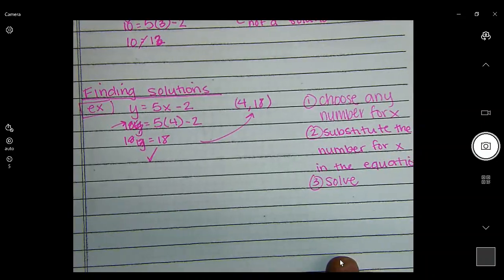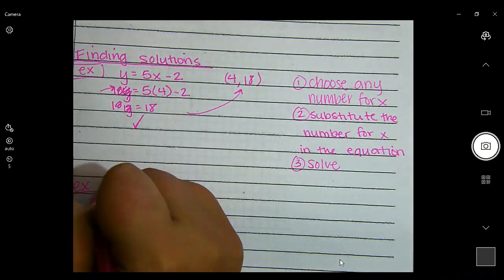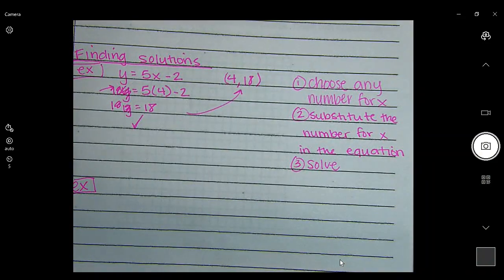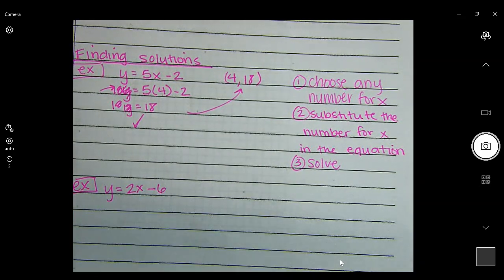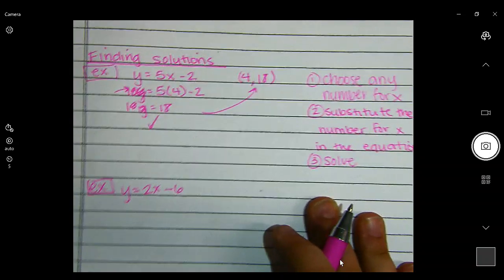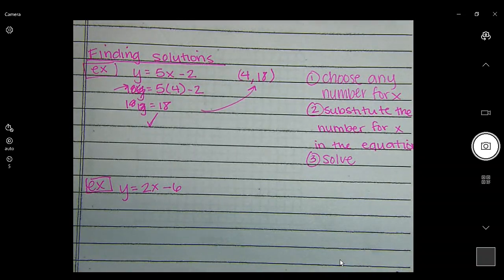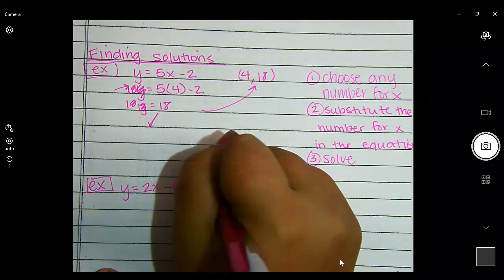All right, let's try another one. Let's do y equals 2x minus 6, and I want to find a solution for that. So again, I'm just going to choose any number for x. It doesn't matter what it is. So in this case, I'm going to do 3.